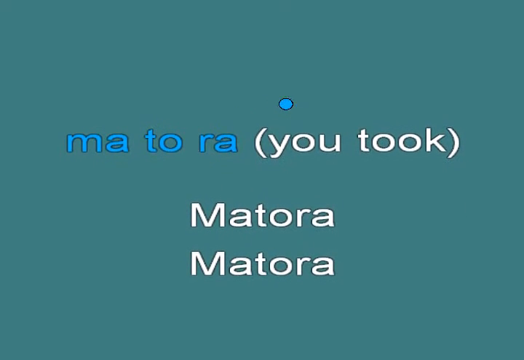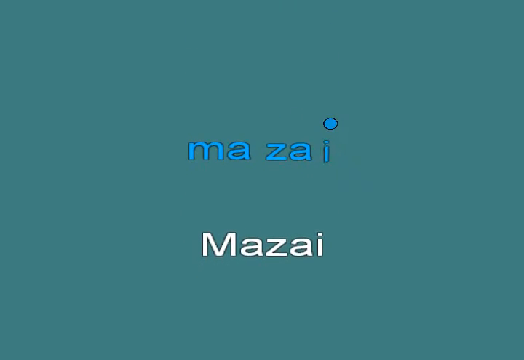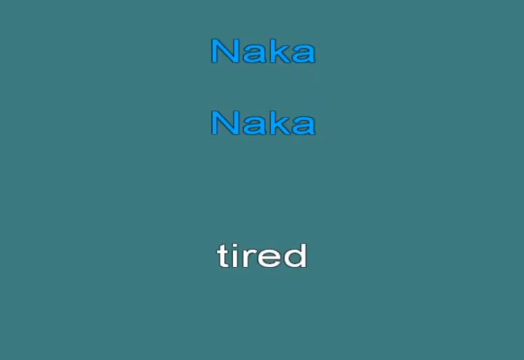We're moving on to Matora, which means you took. Matora. And then we have Mazai. These are eggs. Can you go and buy some eggs for me, please? Mazai. Right, we're talking about eggs. And then something is so tasty. Wow, this is good. Naka. Chino naka. This is good. Naka. That's the word we want.